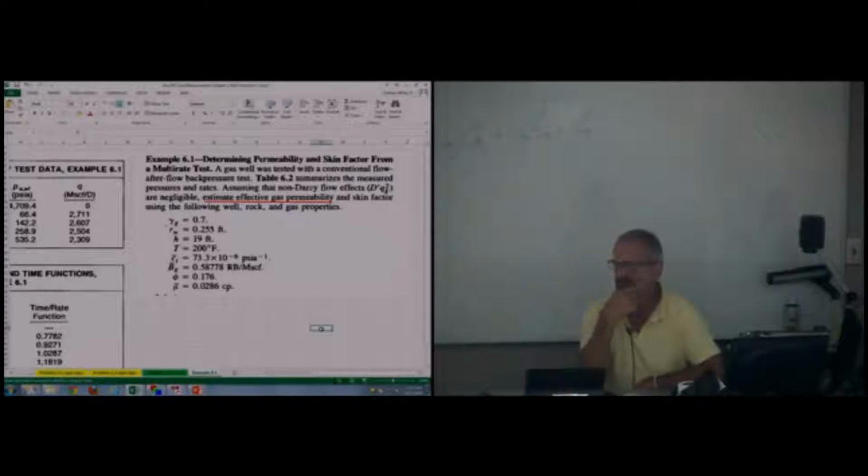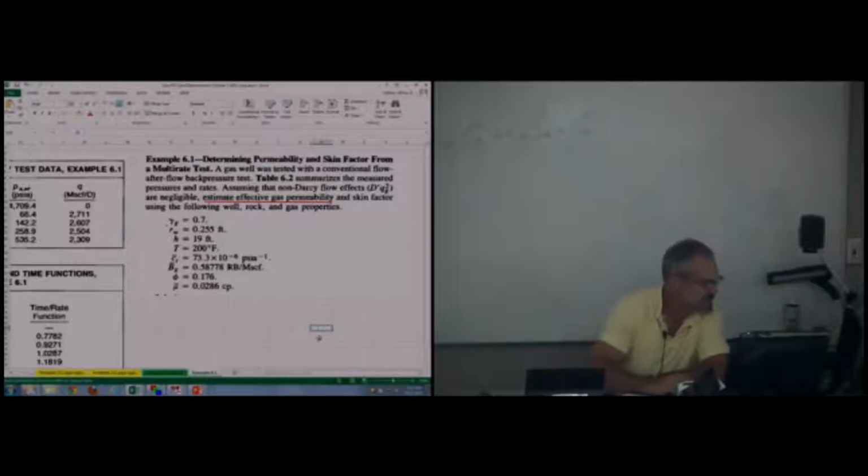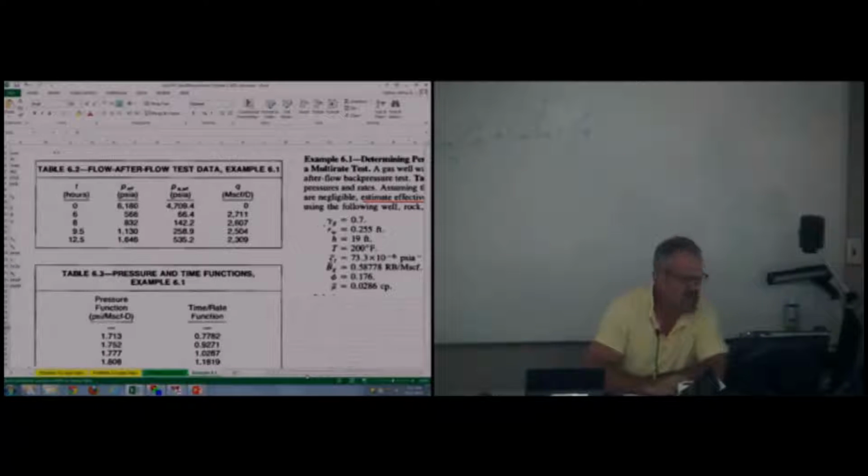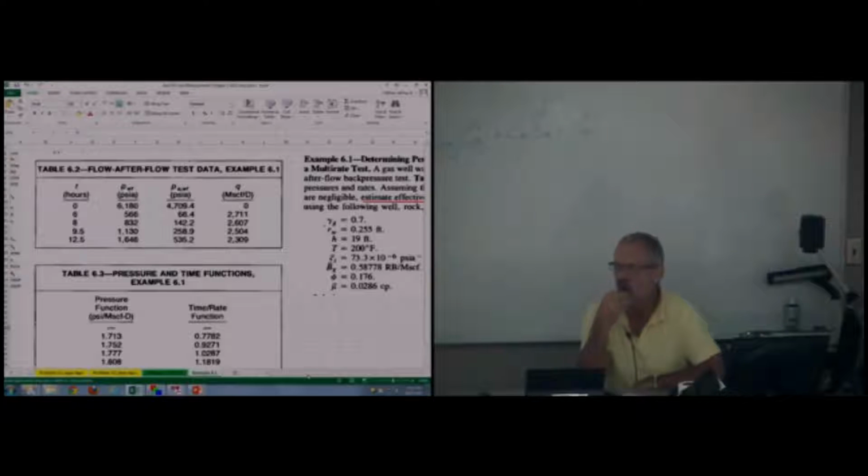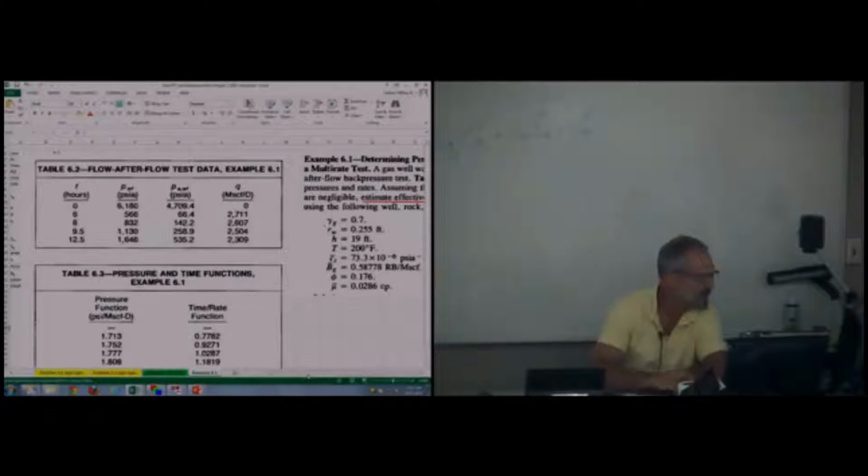Permeability, that's what we're going to be after. And basically, any transient data hopefully will give us permeability. So we have some transient data. We have performance data. We turn this well on and we measure some rates against some various pressures. And so hopefully we can determine permeability. If we can determine permeability, then we can use that permeability to do long-term forecasting for the well.